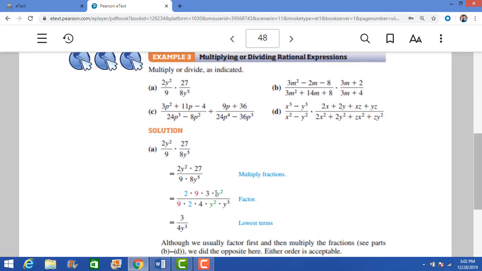Oh, by the way, you can split the variables up into factors too, because this can be split up into y squared times y cubed. And these two cancel, the 9's cancel, and the 2's cancel, and you end up with 3 over 4y cubed. And this is in lowest terms. Once you do it this way and you get used to it, then you can start seeing how to simplify things. But if you're not sure, just split it off into factors and then cancel all the common factors, because all of the common factors divide to make 1.